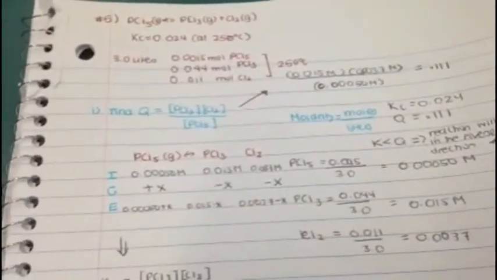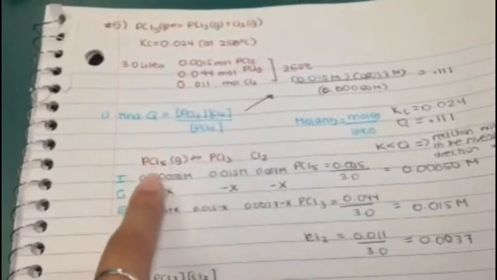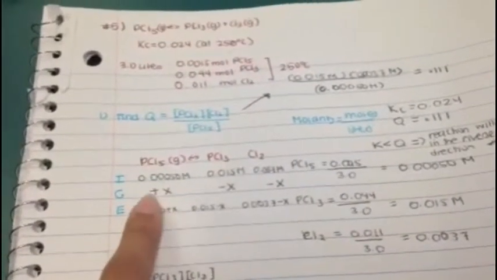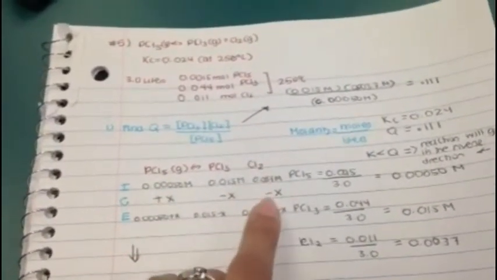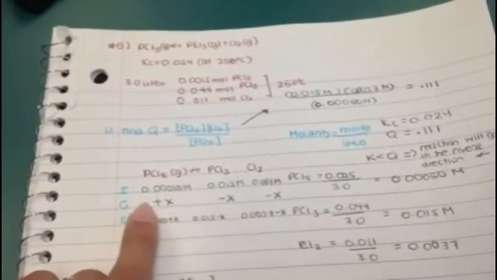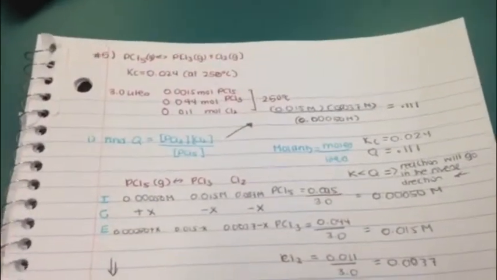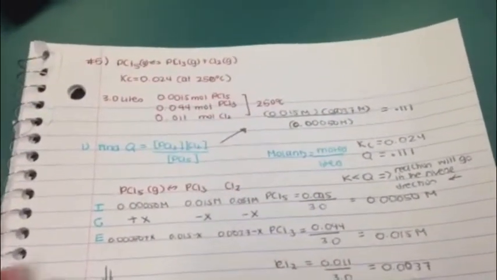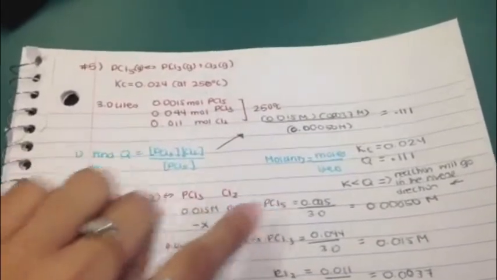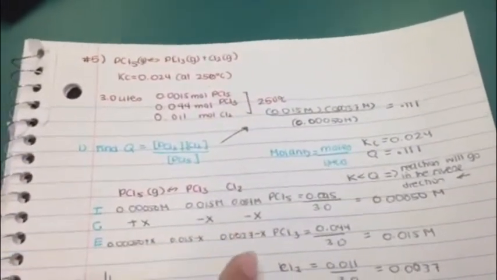It will go to the left, meaning that the element on the left side will gain and the two elements on the right side will lose, indicating that this side will have a plus sign and these two sides will have a negative sign. We then do simple addition to find the amounts at equilibrium. We add the initial row to the change row to get this.